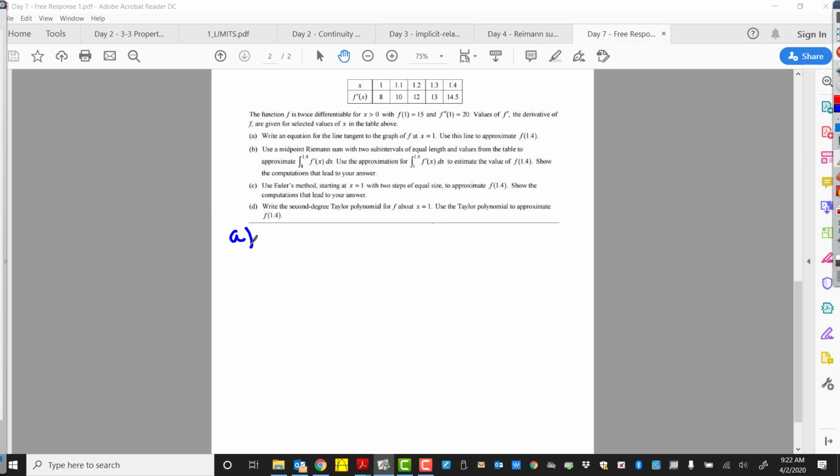What are the 3 things we need for a tangent line? Well, we need x. They said we're looking for the tangent line at x equals 1. We need a y. Y was given to us. f of 1 is equal to 15. And we need a derivative, or a slope. So we need f prime of 1. Well, that we can get from the table. 8. All right? So now we have that, we can create our tangent line. y minus 15 equals 8 times x minus 1.